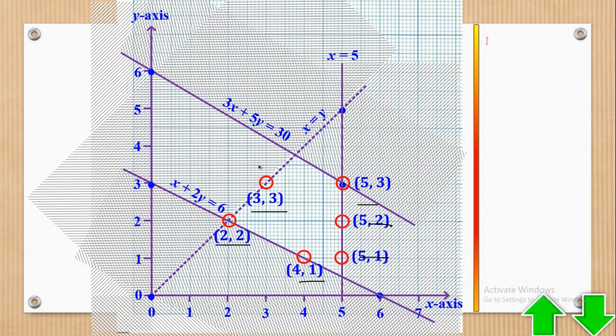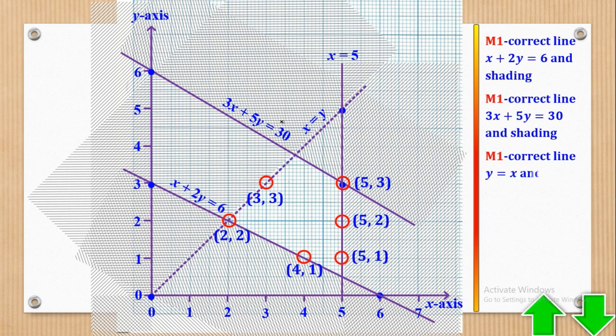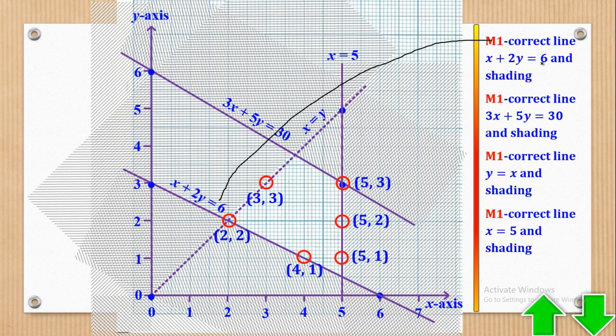So for this slide, let's see how marks can be awarded. M1 for correct line of x equal to this with correct shading, then this one is for this line with correct shading, then this M1 is for the correct line y equal to x, which is that, and this one is for the correct line this with correct shading. So in the next slide we are going to use these points which we have got here, 1 2 3 4 5 6. Let's see how they are used.